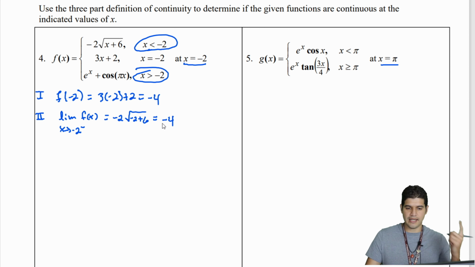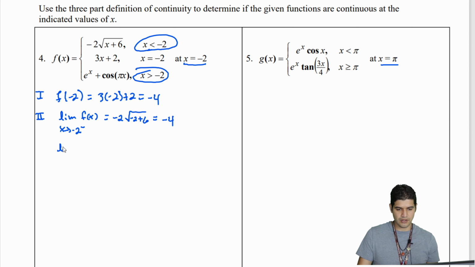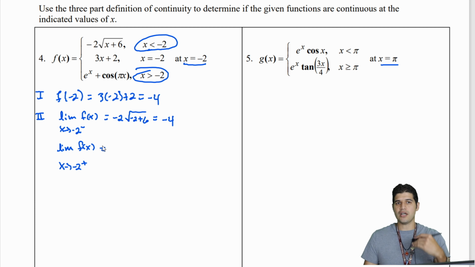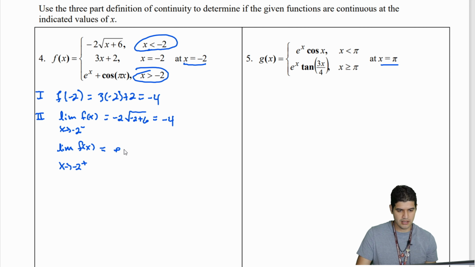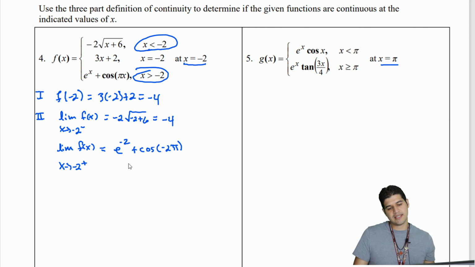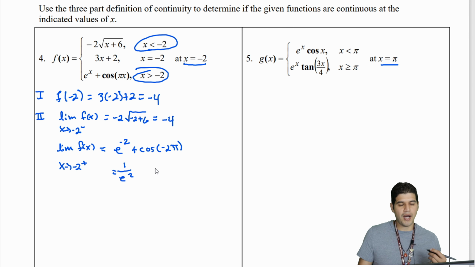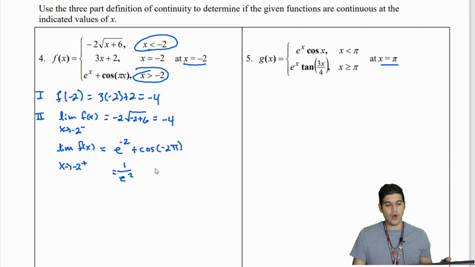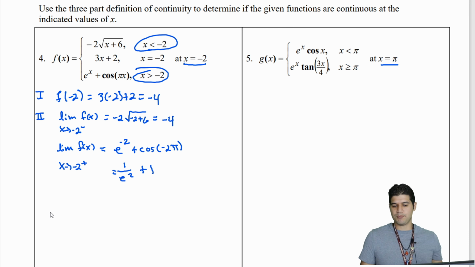And now the same thing with our second function. So the limit of f of x as x approaches -2 from the right. So now I'm going to use that third equation here. So e to the -2 plus cosine of -2 pi. Well, let's see. e to the -2, that's 1 over e squared. Cosine of -2 pi, that's at 0, so that's going to be 1. So plus 1. All right. And we can't simplify that anymore.